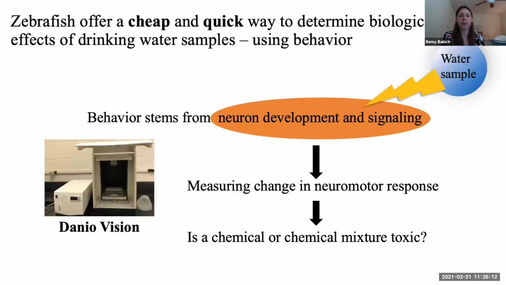A goal of this project in particular was to develop an assay that would be both fast and inexpensive in determining water quality. And again, to do this, we decided to conduct a behavioral analysis after exposure to a given sample. So behavior stems from neuron development and signaling. We are able to measure changes in the neuromotor response in zebrafish larvae using the Danio vision after an exposure and determine if a chemical or chemical mixture is toxic during early development. And I have a picture of the Danio vision system that we use right here on the left.